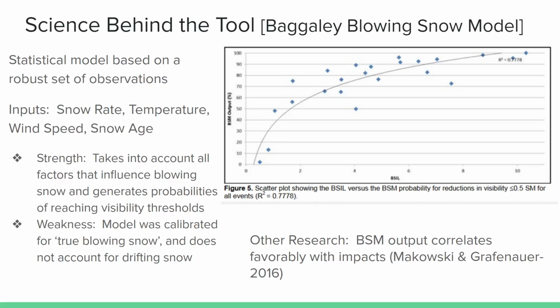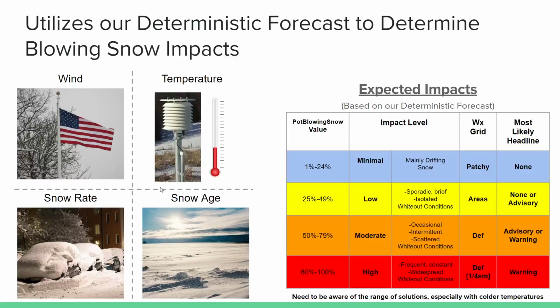So at temperatures near freezing, this model requires significantly stronger winds to produce blowing snow compared to colder temperatures. It's important to keep in mind that the output is the probability for visibility to be a half mile or less in blowing snow, given the deterministic inputs of wind, temperature, snow rate, and snow age. With all that in mind, the result is still a deterministic forecast of impacts of blowing snow.